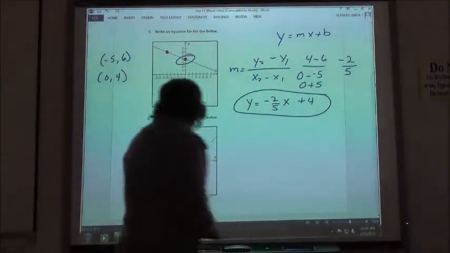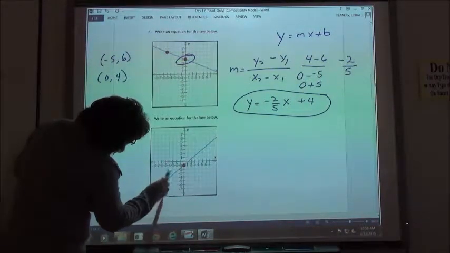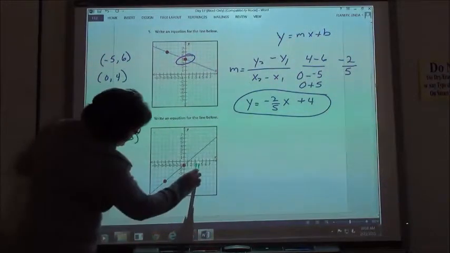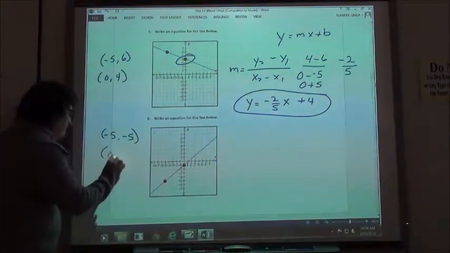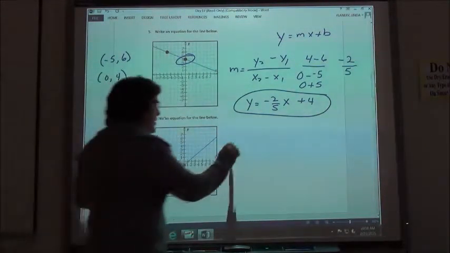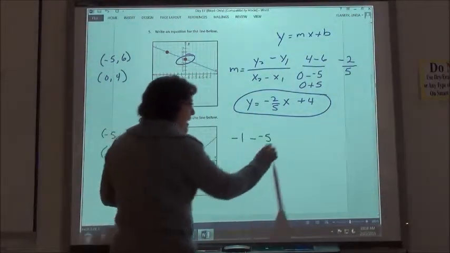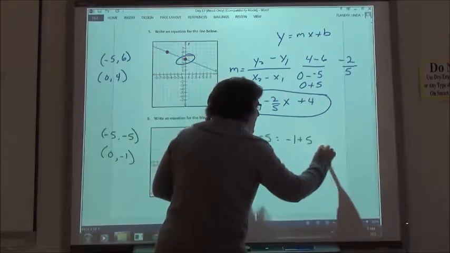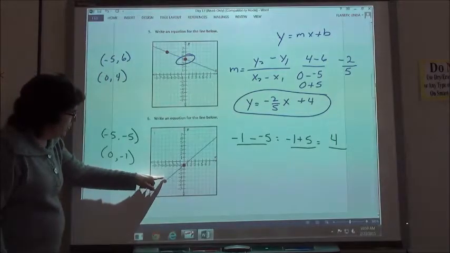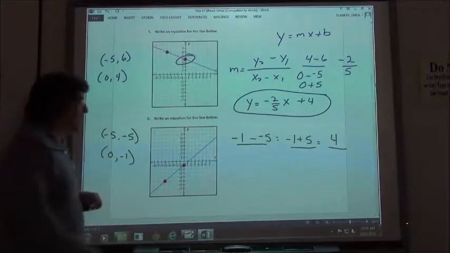Number 6, same kind of thing. I'm going to start by finding my slope. So the coordinates of my 2 points, negative 5, negative 5. And this one is at 0, negative 1. So y2 minus y1. Negative 1 minus a negative 5. Since that's subtracting a negative, negative 1 plus 5 gives me 4 on the top of that fraction. I went 1, 2, 3, 4 up. Exactly what I did.